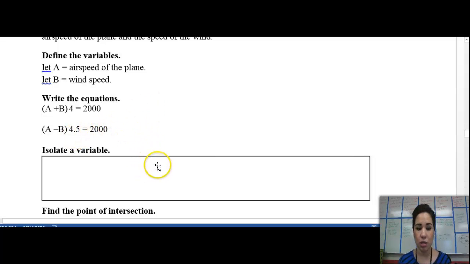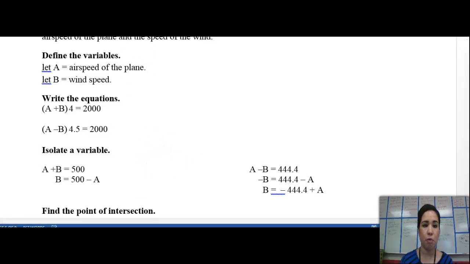So we're going to go ahead and solve for one of the variables. Now, before we do that, we do have to make sure and simplify this. So what they ended up doing is dividing everything by 4. That's where they're getting this 500 from. And same thing for the other one. They divided everything by 4.5, and so they got A minus B is 444.4.